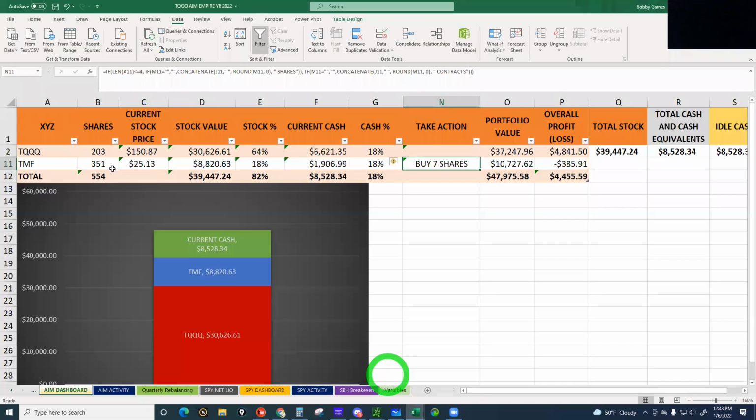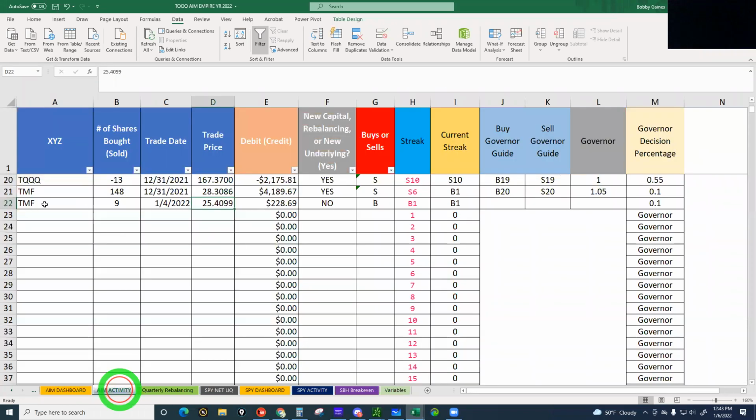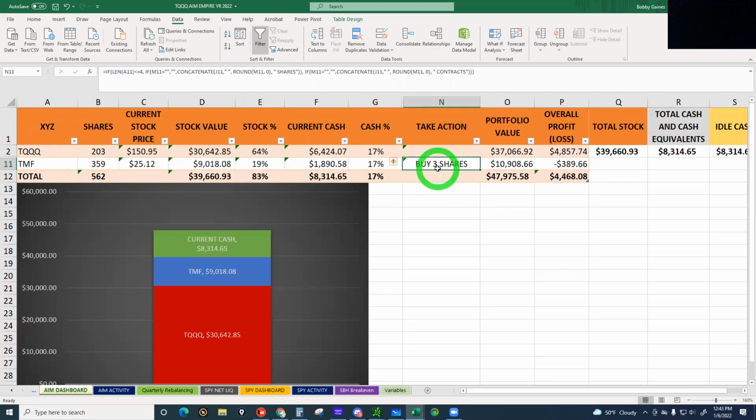Here we go. 25.15 TMF, 8 shares. 1,622 at 25.15. Good note there. All right, so you go back to your dashboard. Oh, buy 3 shares. Ignore this. Don't even worry about it. Okay, just trust me on that.